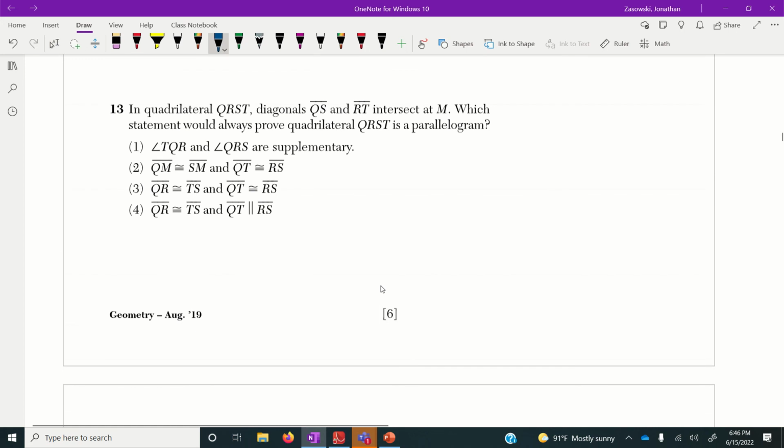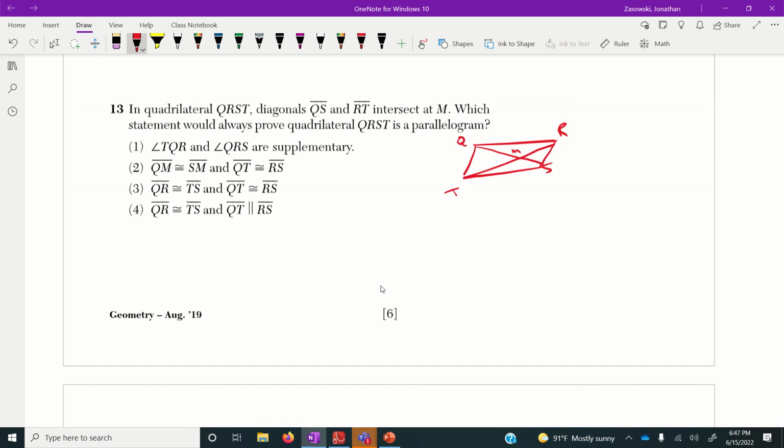13, quadrilateral has diagonals are given, which are going to prove it's a parallelogram. Draw a little quick picture for yourself just so you can identify those diagonals. So QR, well, we don't call it QR. We call Q, and then RST, go around in a circle. So QS and RT, okay, intersect at M.